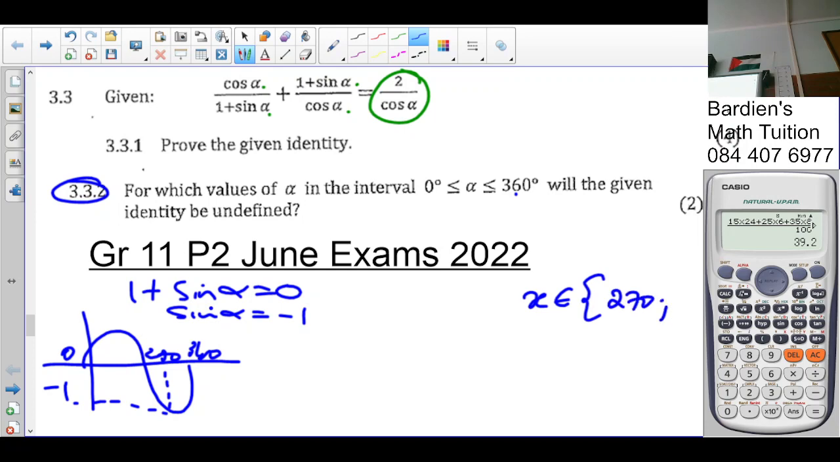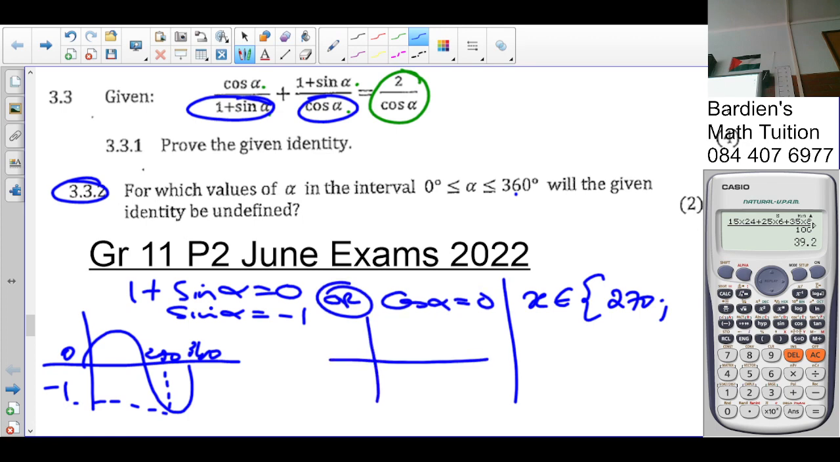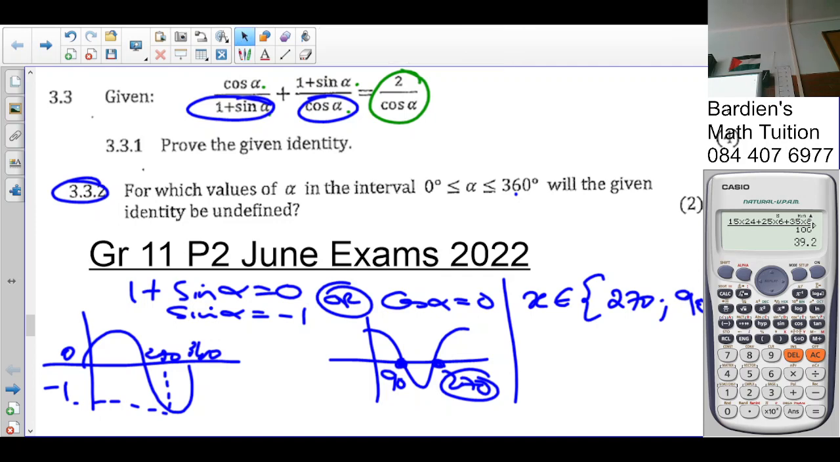Okay, that is accounting for that there. Then if we look at cos alpha, it's where cos of alpha is equal to 0. Again, we take it to the cos graph now. Okay, so where's cos 0? It will be 0 at 90 and at 270. We accounted for 270 already. So the other one that they're looking for is 90 degrees. Okay, those are the two values for which this given identity will be undefined.